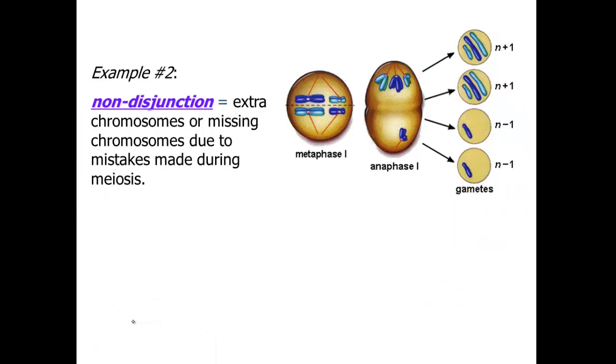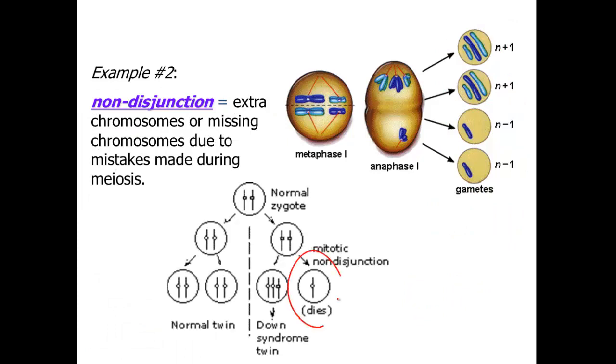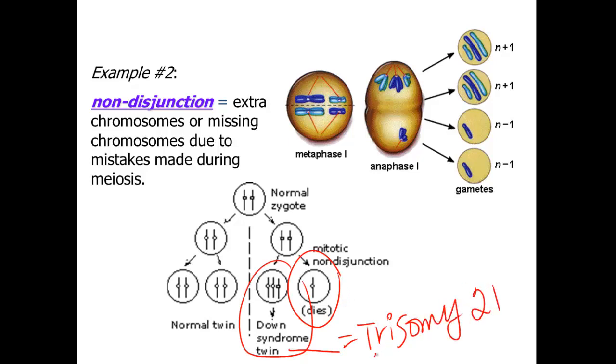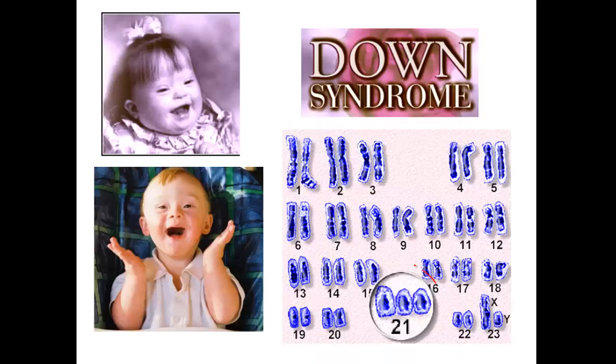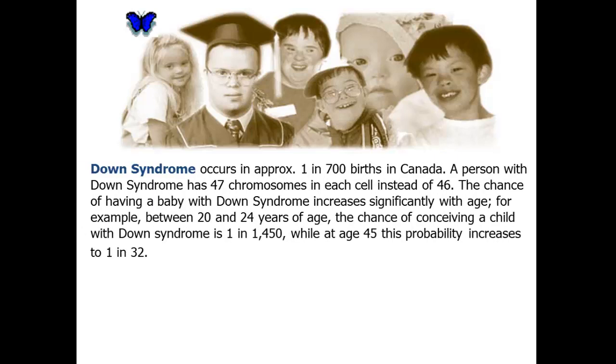So Down syndrome is also known as trisomy 21. Basically, if you have Down syndrome, you have 3 copies of the 21st chromosome instead of only 2. There's a karyotype of a person with Down syndrome. They've got 3 copies of chromosome 21. Down syndrome occurs in about 1 in 700 births in Canada. And people that have Down syndrome, because they have 3 copies of the 21st chromosome, have 47 chromosomes instead of 46.